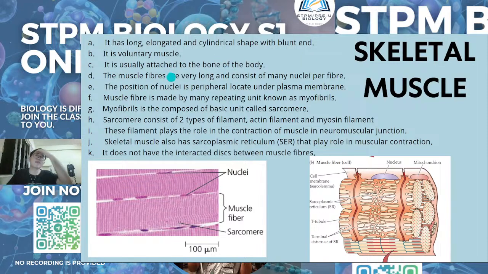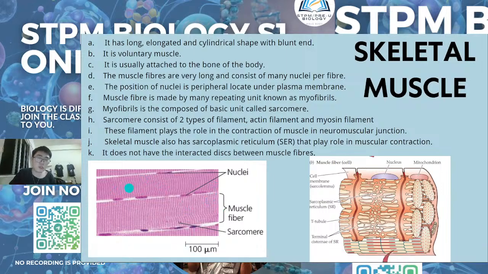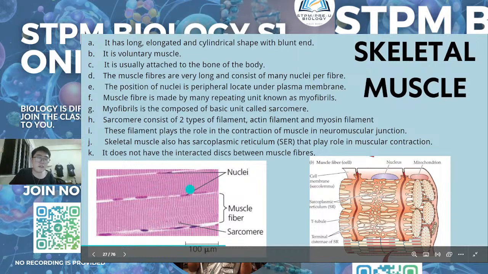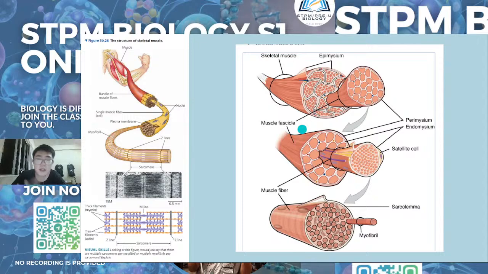And then the muscle fibers are very long and consist of many nuclei per fiber. So you see here, actually muscle cell is made up of muscle fiber. Okay, and then the muscle fiber is made of many repeating units we call myofibril. And myofibril consists of, so maybe all this explanation is not clear, so actually I use this structure.